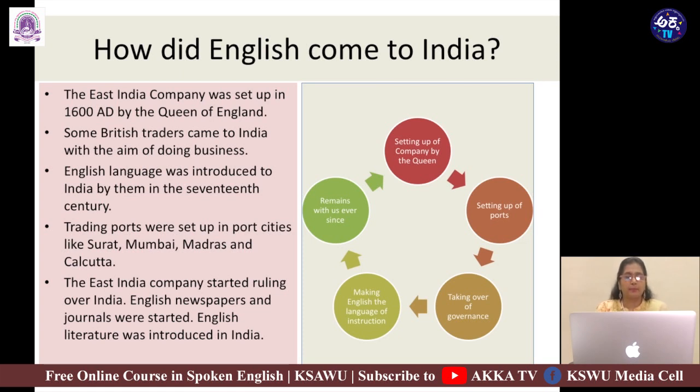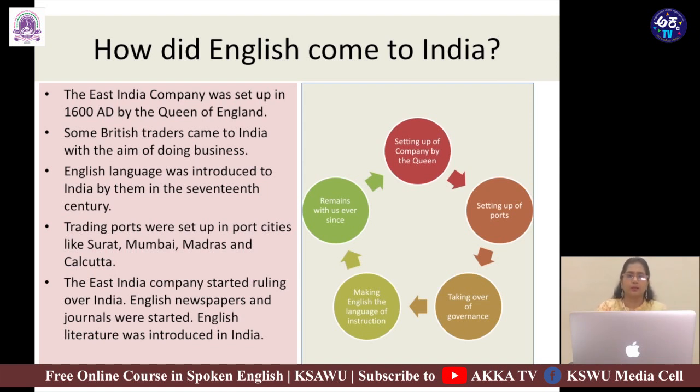Trading ports were set up in port cities like Surat, Mumbai, Madras, and Calcutta. The East India Company started ruling over India. English newspapers and journals were started. English literature was also introduced in India. So, let us look at the turn of events around this time.